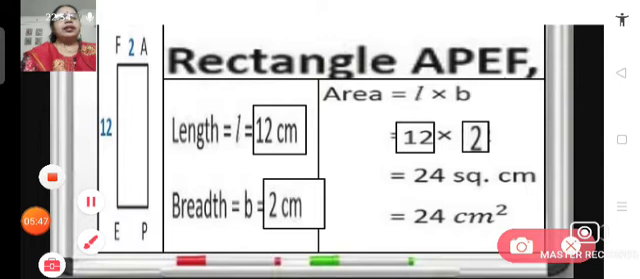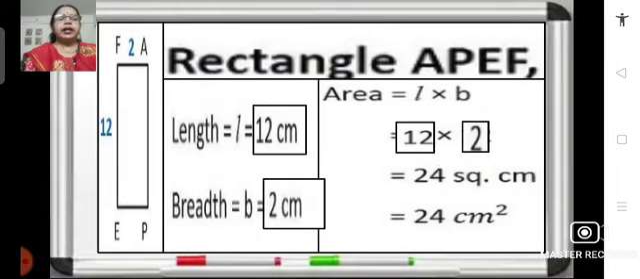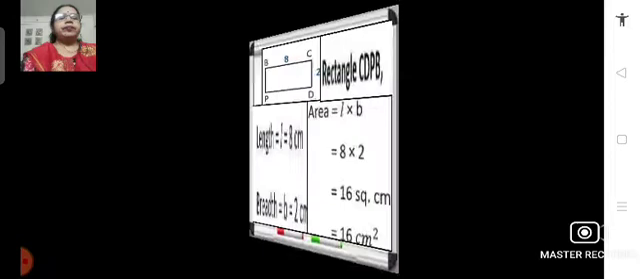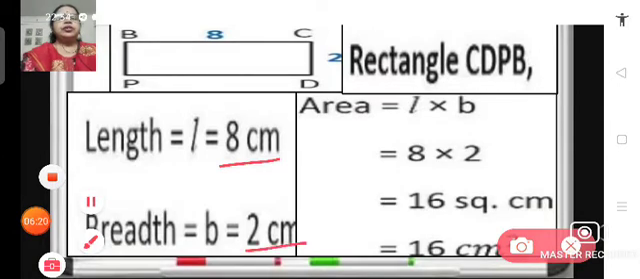So in the rectangle APEF, we have length 12 centimeter, breadth 2 centimeter. So what will be the area? It will be length multiplied by breadth, that means 12 multiplied by 2, that is 24 square centimeter or 24 centimeter square. That is the area of the rectangle APEF. Now, next rectangle is CDPB.